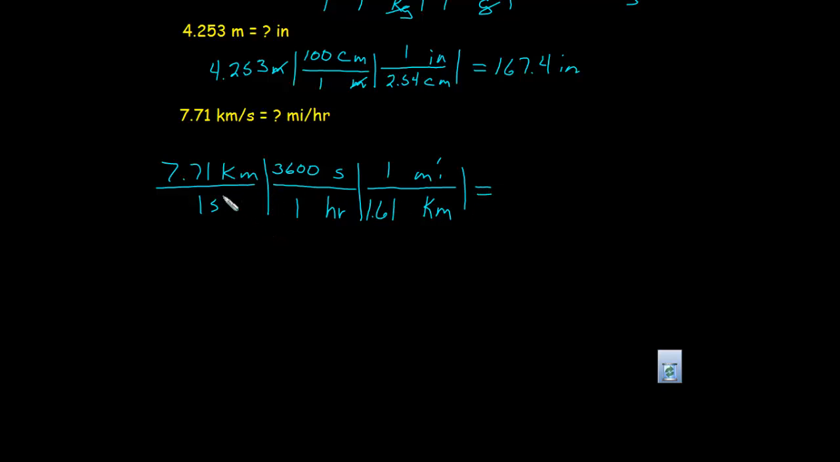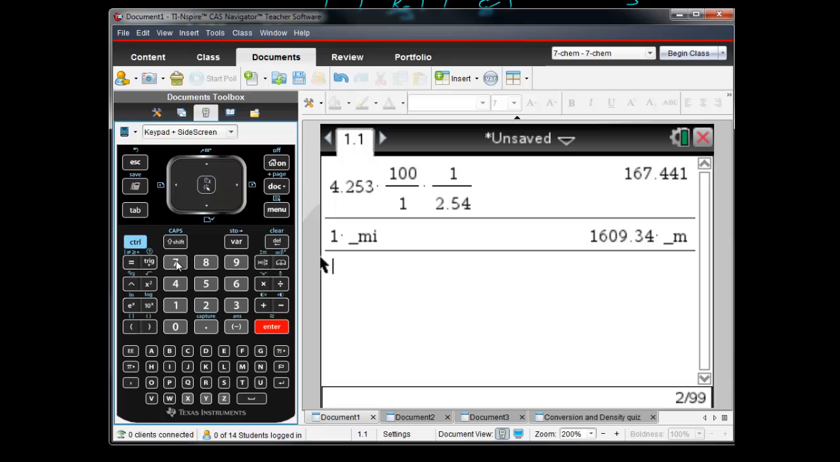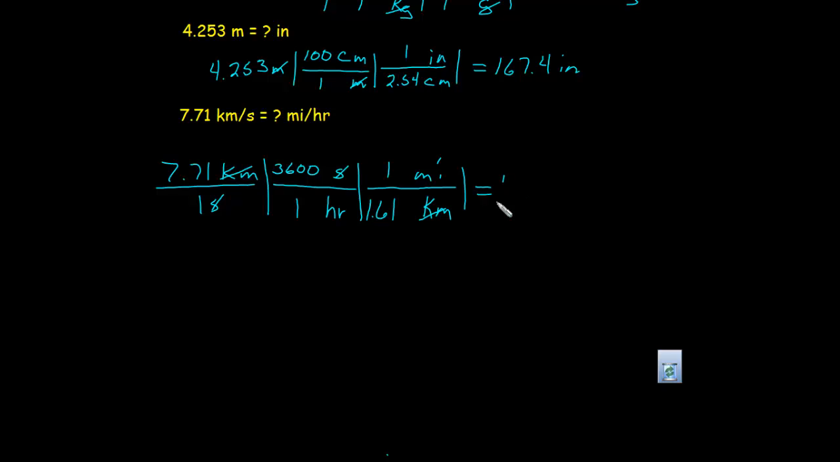And what's going to happen is our seconds are going to divide out, which leaves us with hours on the bottom. Our kilometers divide out, which leaves us with miles on top. So you'd take 7.71 times 3,600. So if we bring that calculator back up, 7.71 times 3,600, and then we're going to have to divide by the 1.61. Press enter, and we get 17,200 miles per hour.